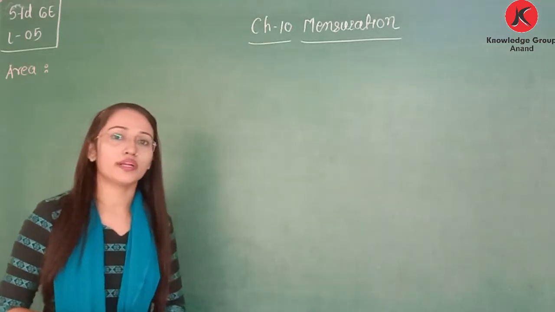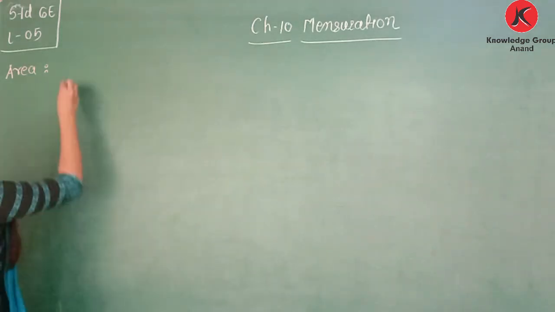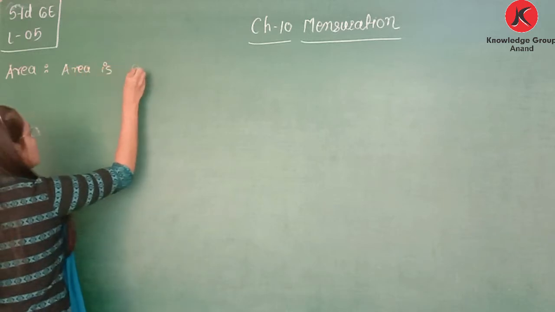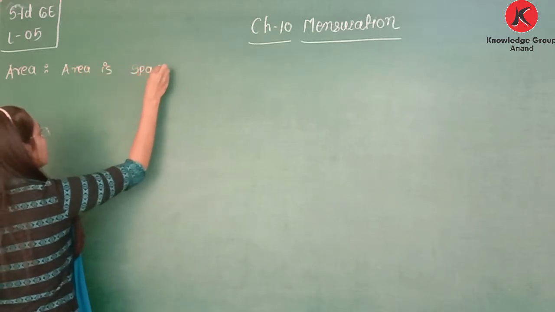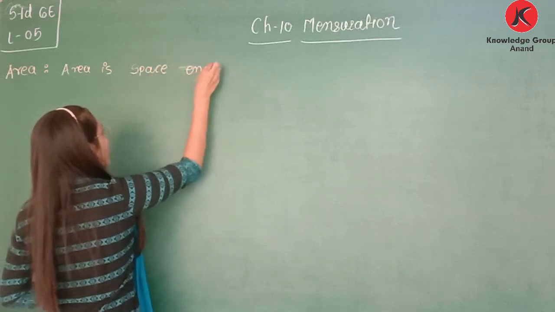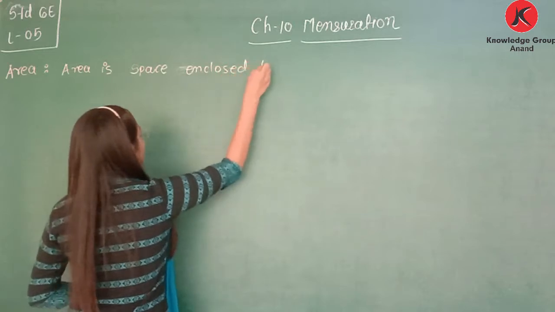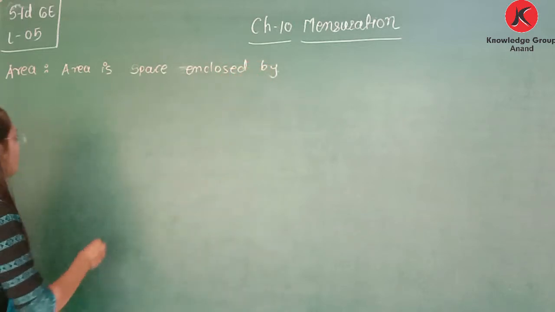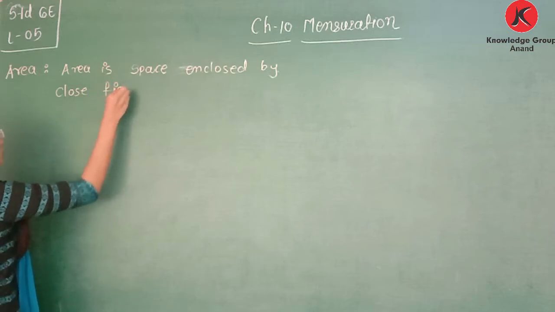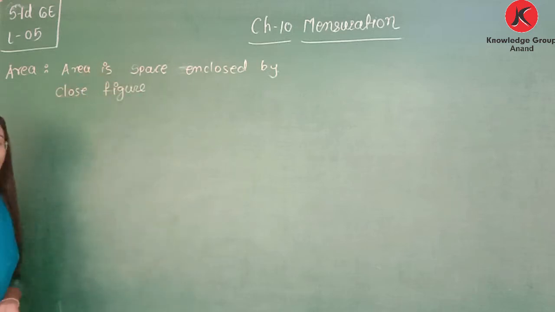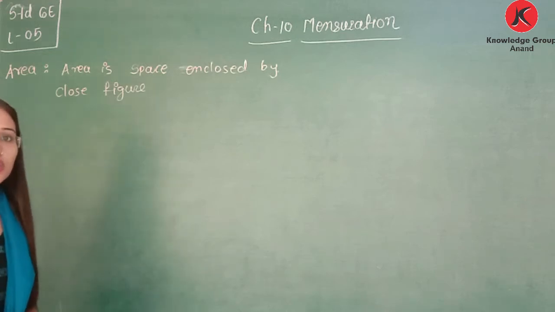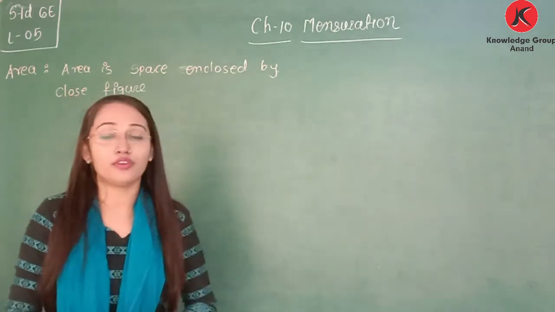So first of all, what is area? Area is the space enclosed by a closed figure. So the surface area occupied by the object will be its area.